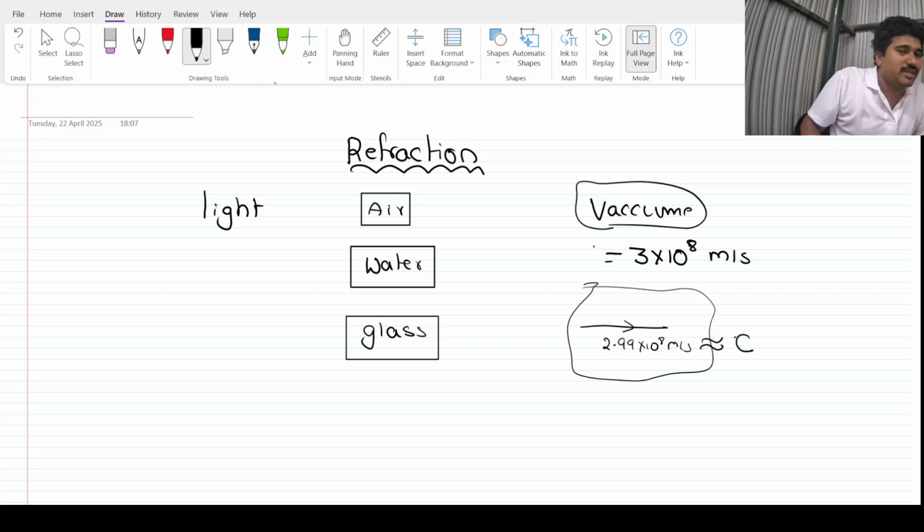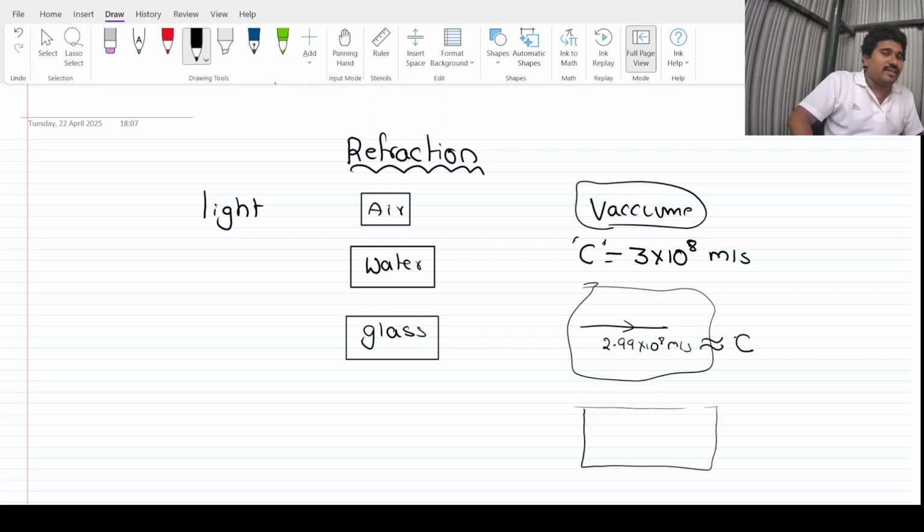There is a special symbol for this, C. What is C? The speed of light in vacuum. How much is that value? 3 into 10 power 8 meter per second. Is that clear? And similarly, if I take water or glass, what will happen to the speed? It is further lower, 2 into 10 power 8 meter per second. Smaller than this, right? Yes or no?